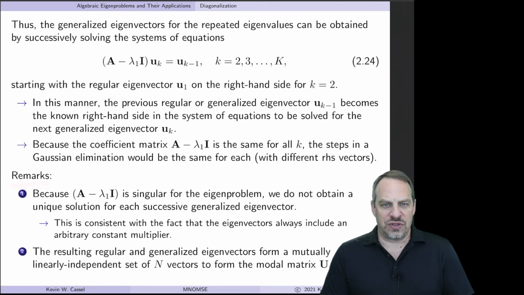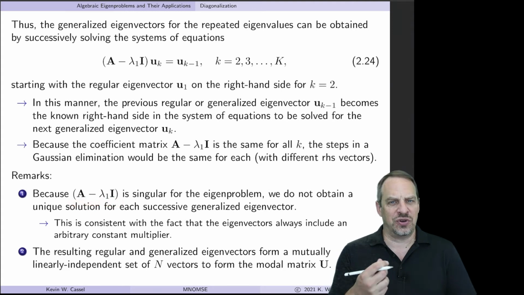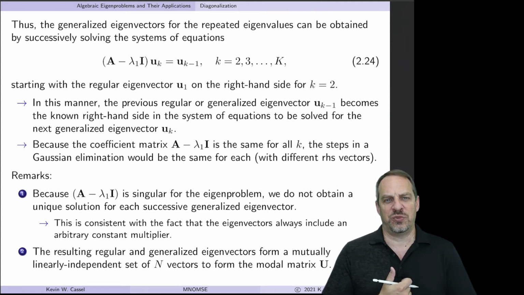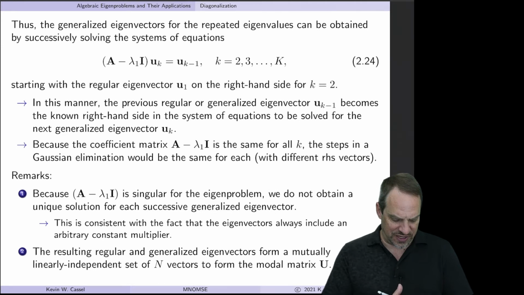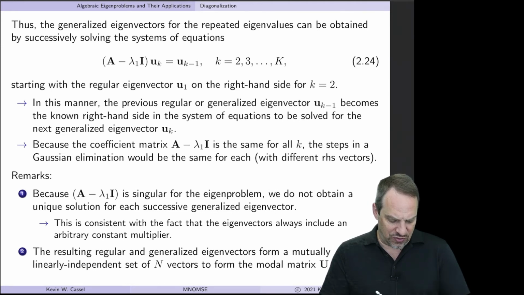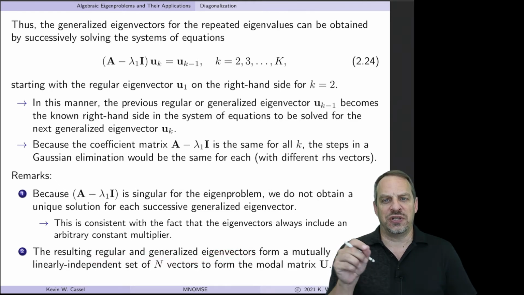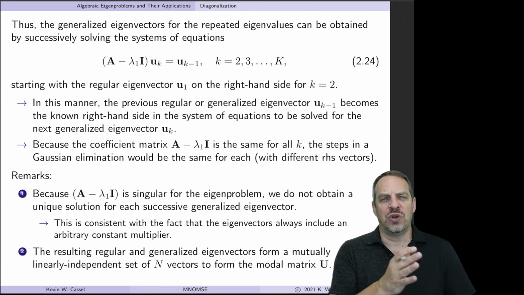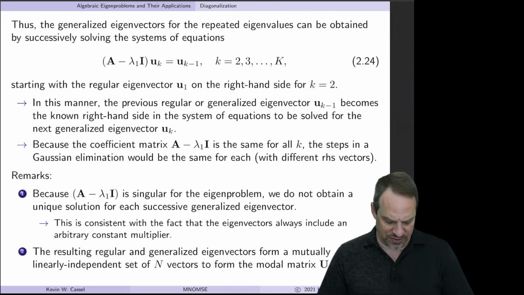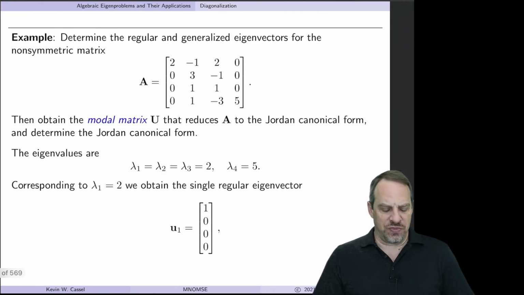Now just a couple remarks about this. You'll notice, again, we still have A - λI, which is a singular matrix. So it's still going to have to be solved using Gauss elimination. It's still going to be the case that we will lose at least one equation from our system of equations when we solve for these generalized eigenvectors. So all of that still holds. And the resulting both regular and generalized eigenvectors are going to be mutually linearly independent. So the set of eigenvectors that we get in the end that we use to form our modal matrix will be indeed linearly independent. So let's do an example.